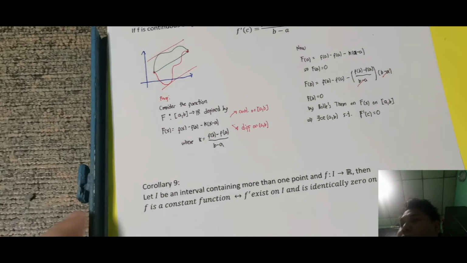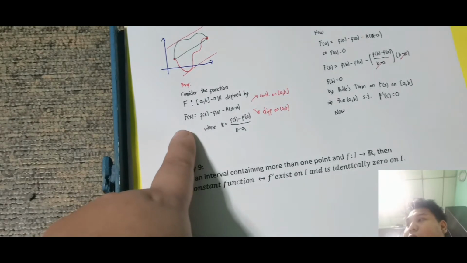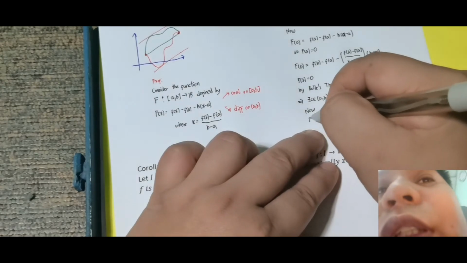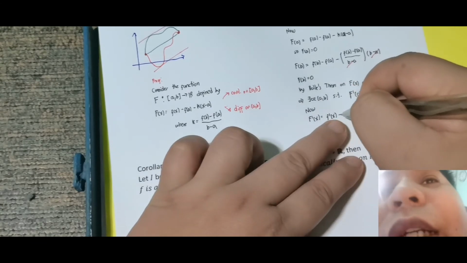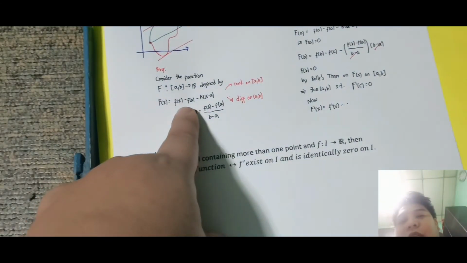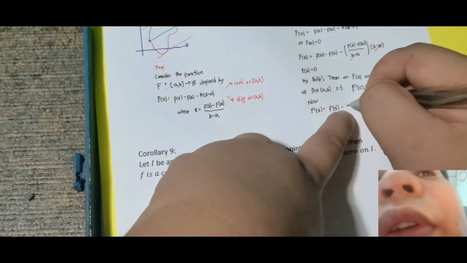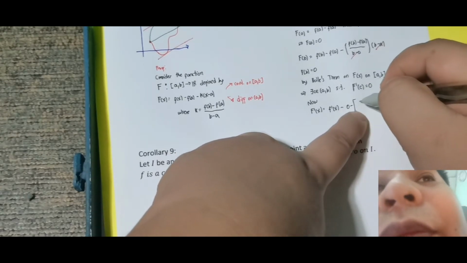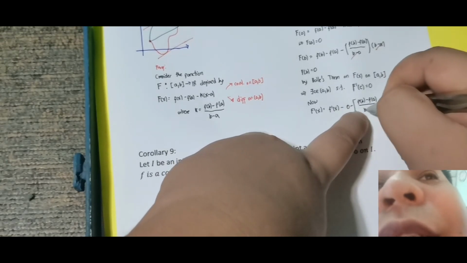Okay, so now let's apply that. Let's take the derivative of this f of x, since we differentiate this. So capital F prime of x is equal to f prime of x minus the derivative of f of a, which is 0 since it is a constant. Again, f of a is constant because it has a value, like f of 3 or f of 5. Then minus k, which is f of b. I won't differentiate this since it is constant, all over b minus a.